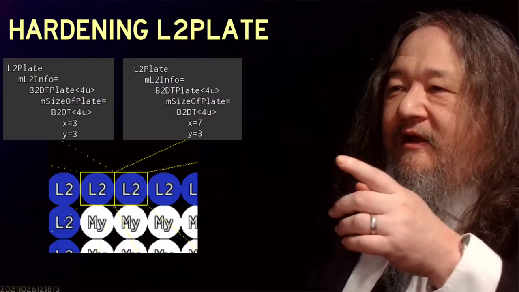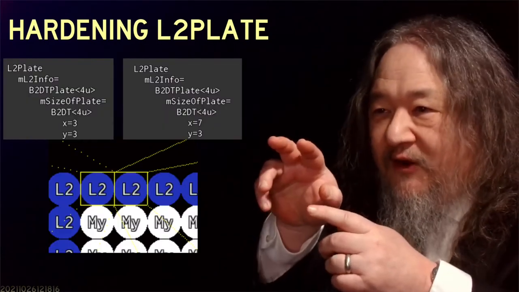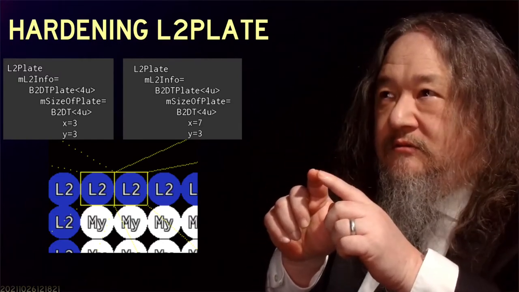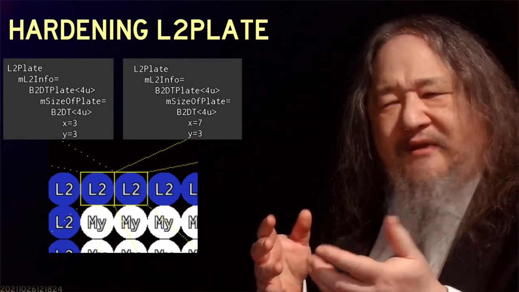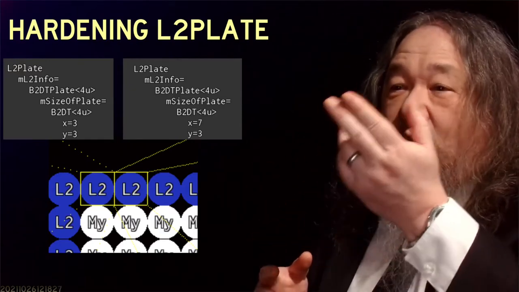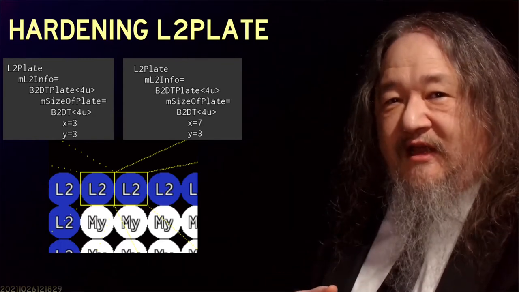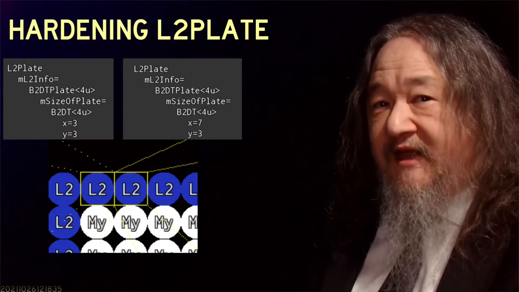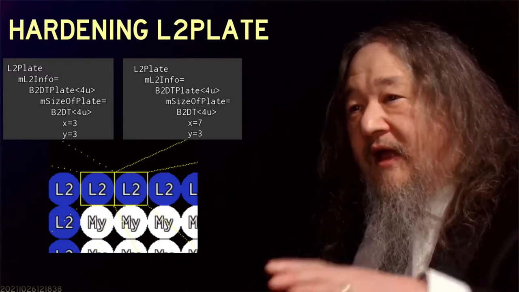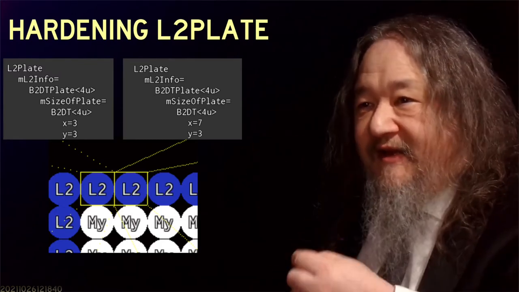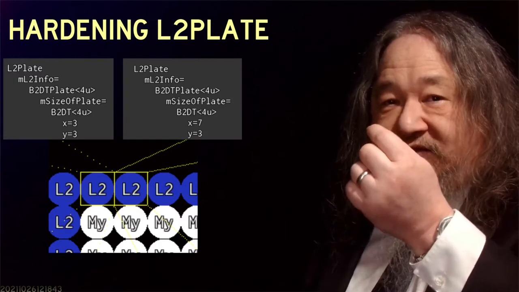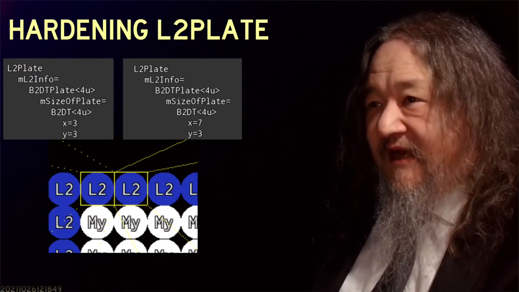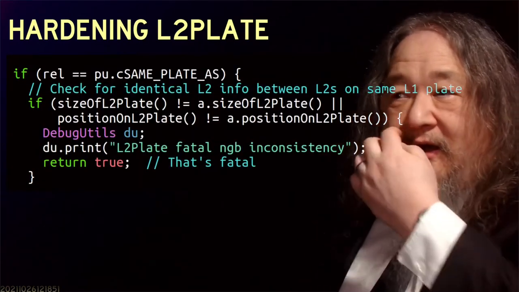Yeah, right here. Eventually in the same plate, so now we're in a single L2 site, and we're looking at adjacent atoms, and now one of them says, my L2 information says I'm part of a 3x3 L2 plate, the other one says I'm part of a 7x3 L2 plate. That's an inconsistency. All the L2 atoms of a single L2 site should agree on the size of the plate and their location in the plate. So this is where an inconsistency is detected.